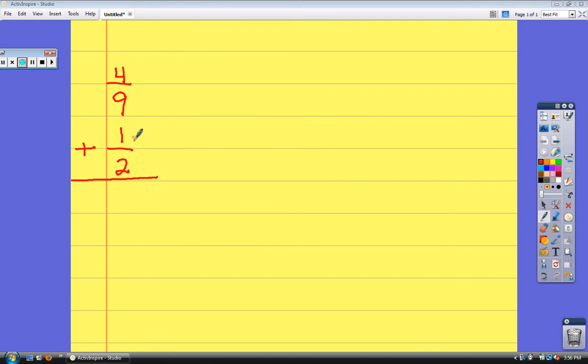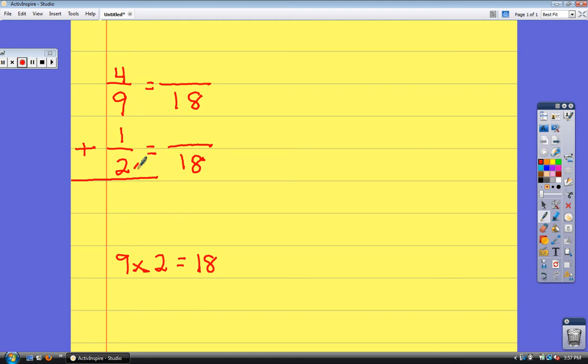Another way to find the answer when we have fractions with unlike denominators is to just take the two denominators, in this case it's 9 and 2, and multiply those together. So 9 times 2 equals 18. So we can make equivalent fractions with a common denominator of 18. And we multiply both the numerator and denominator of this fraction times the denominator of the top fraction.